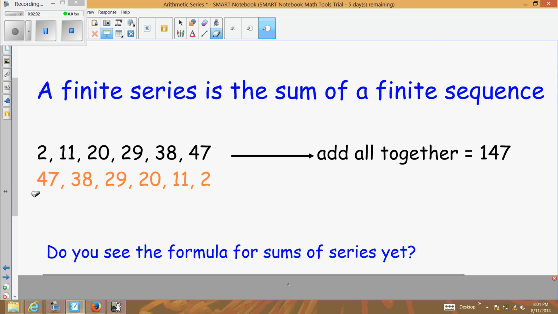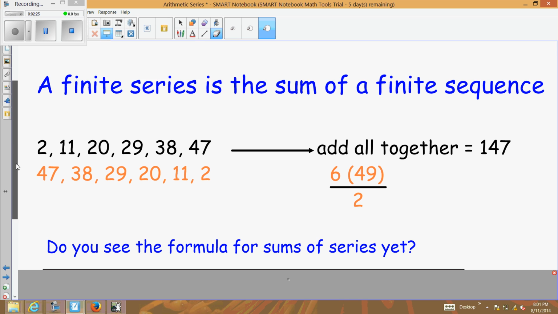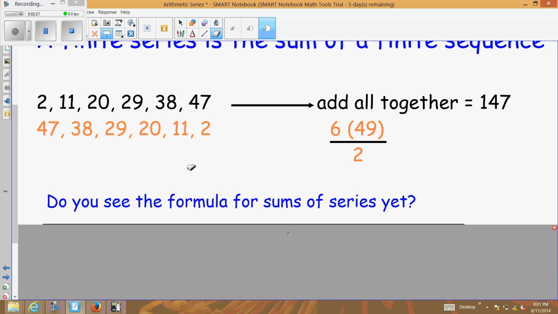Add these to the bottom, just like what we've been doing, and have 6 numbers. They add together. 47 plus 2 is 49. 38 plus 11 is 49, and so on. So I have 6 of those at 49, but I divide by 2 because I have 2 groupings, 2 sequences or series, and I get 147 as my total. So if I added 2, 11, 20, 29, 38, 47 together, I'd get 147.